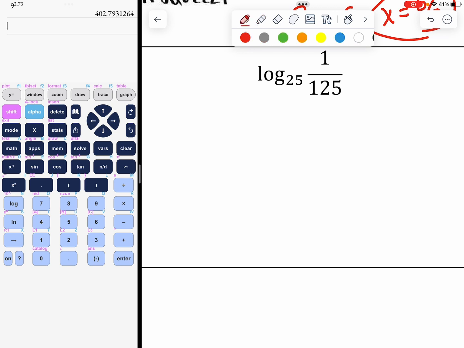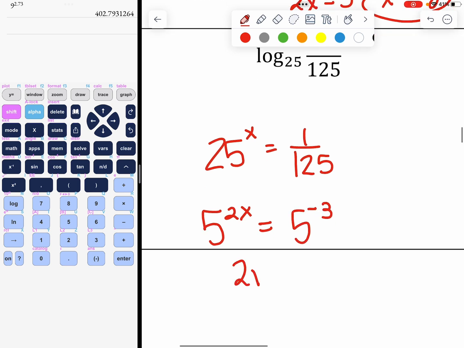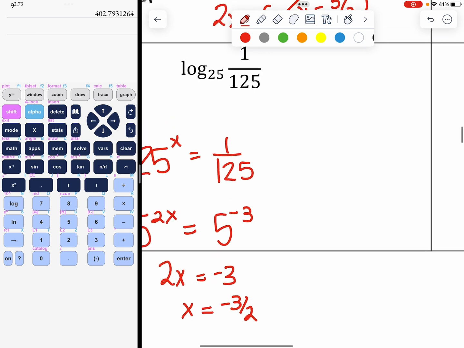Now, this one is old school because we can get 25 and 125 into a common base of 5. So we can do 5 squared on this side and 5 to the negative third on this side. We get 2x equals negative 3, and x is negative 3/2. That's the old way of doing it, because we can get a common base of 5. But let's say you're like, Miss Langella, I always hated that. Can I do change of base here?